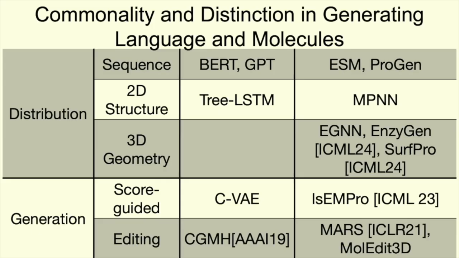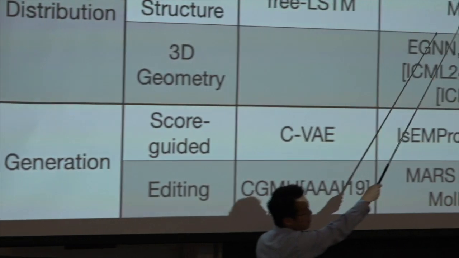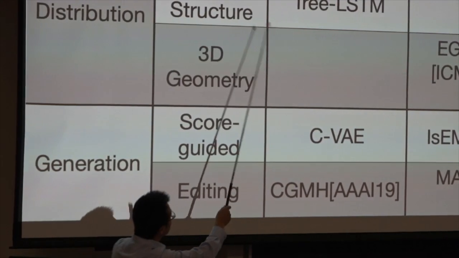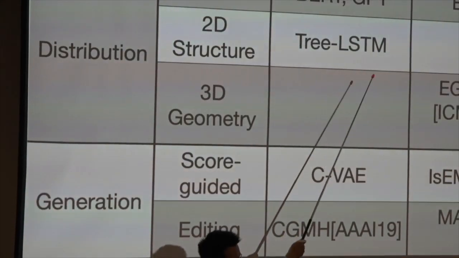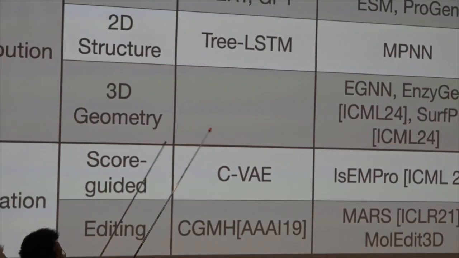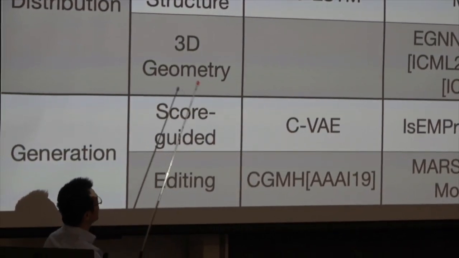So, a one-page summary of the similarity and the difference between generating language and molecules. In terms of distribution of the data, we have sequences. We can use BERT and GPT to model the distribution of discrete sequences. For protein and molecule, we have ESM and ProGen. They are pretty much similar. For 2D discrete structure, there was Tree-LSTM, and there's MPNN for molecules as well. That's message passing neural network.